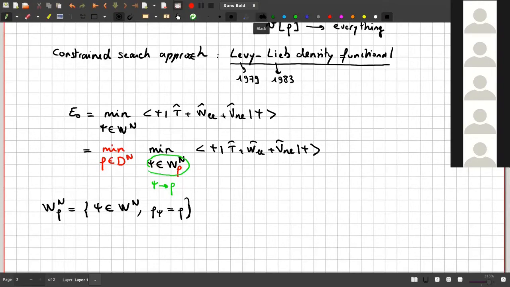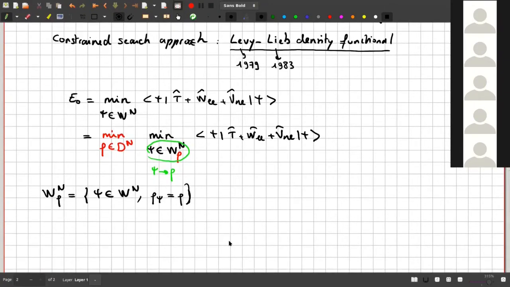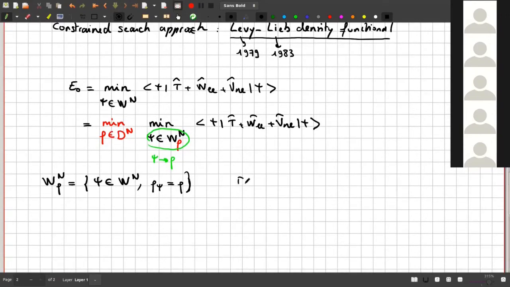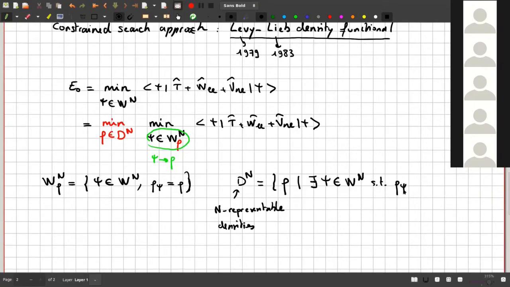The set of densities that represent N-electron systems is also known. It's the so-called set of N-representable densities. So D_N is called the set of N-representable densities. And it can be written in a formal way by saying, this is the density rho such that there exists a wave function in W_N so that the density of this wave function is the same as rho. So the density belongs to this set if there is a wave function giving this density. This is the N-representable density.